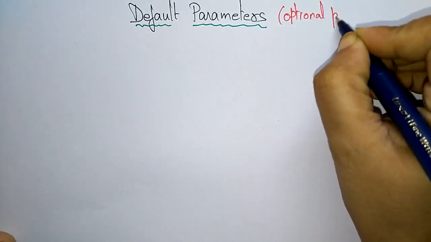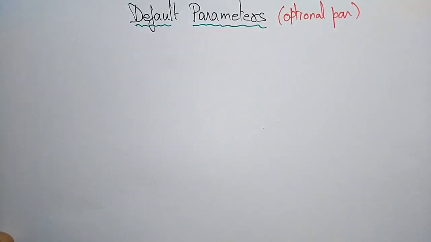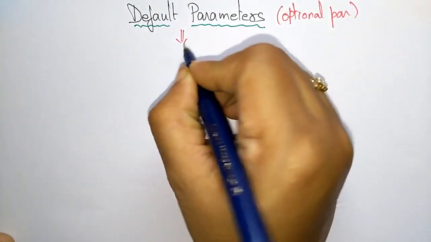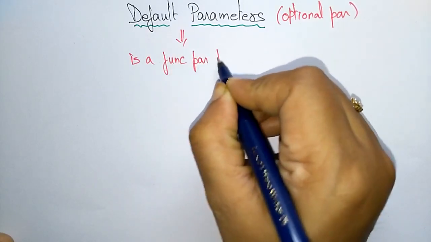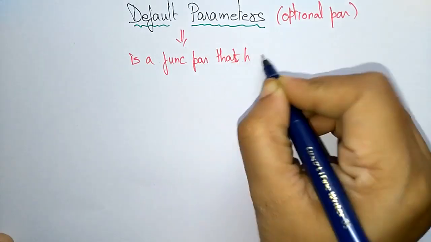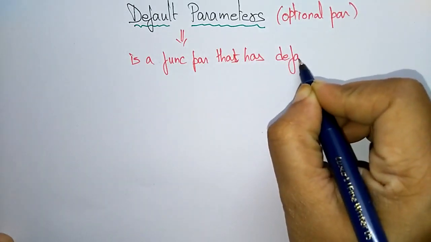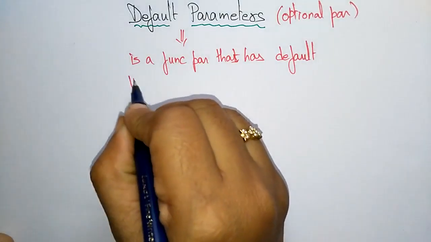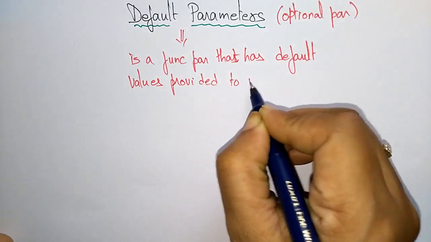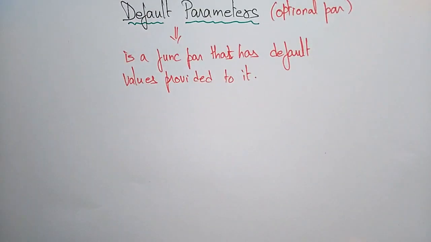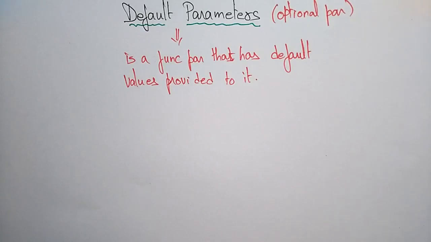Actually, a default parameter is a function parameter that has default values provided to it. So this is the definition of default parameters. If the user does not supply a value to this parameter, the default value will be used.